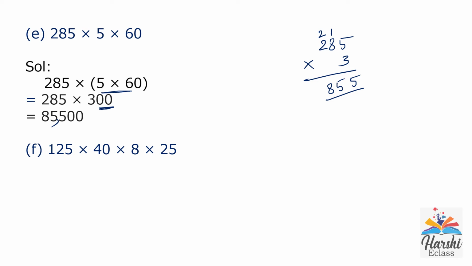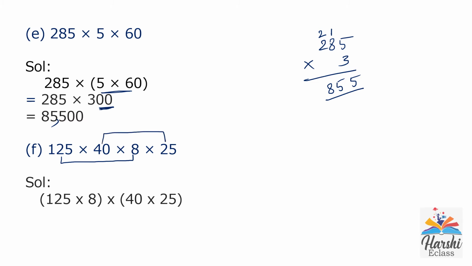125 multiplied by 40 multiplied by 8 multiplied by 25. So first write that 125 multiplied by 8 in one bracket and 40 multiplied by 25 in another bracket. 125 8s are 1000. 40 25s are 1000.